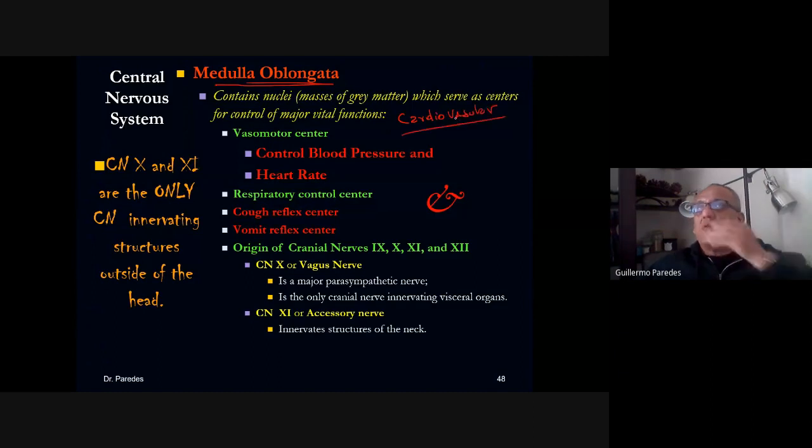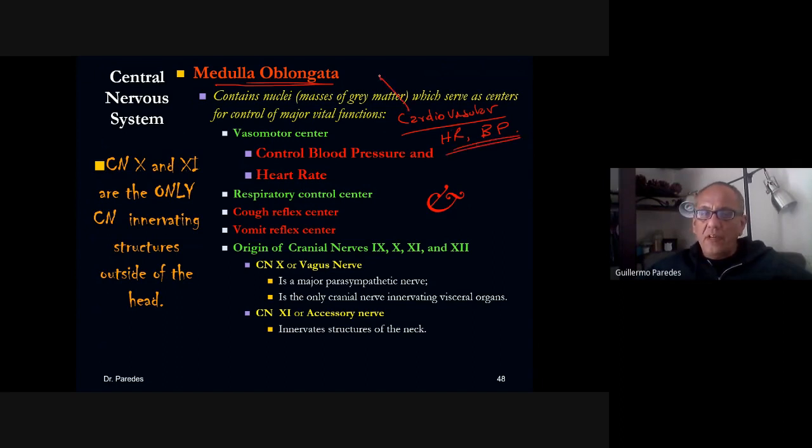What does cardiovascular mean? Cardiovascular: the heart and the vessels, arteries and veins. This center is going to control the heart rate, how fast your heart rate is going to be. So whether you're running or resting, or you're stressed, your heart rate goes up, and your blood pressure as well. Those are the main components of the cardiovascular center.